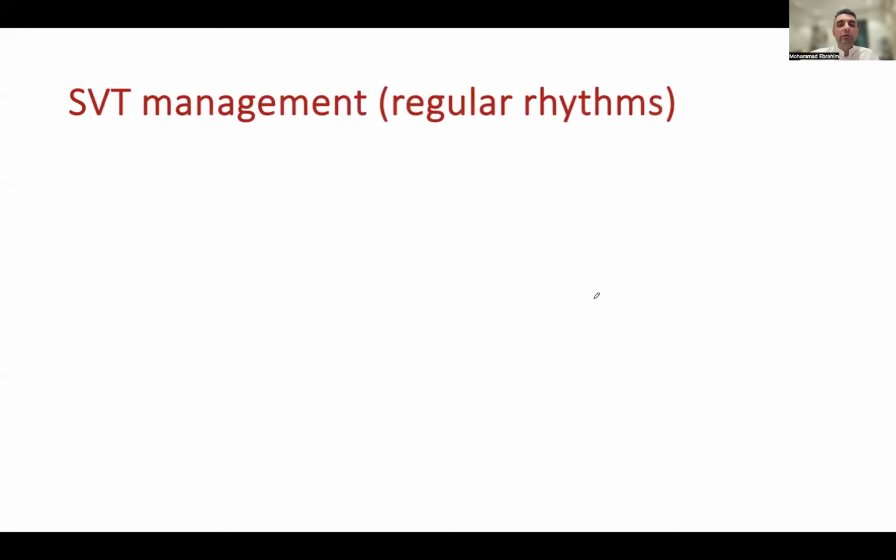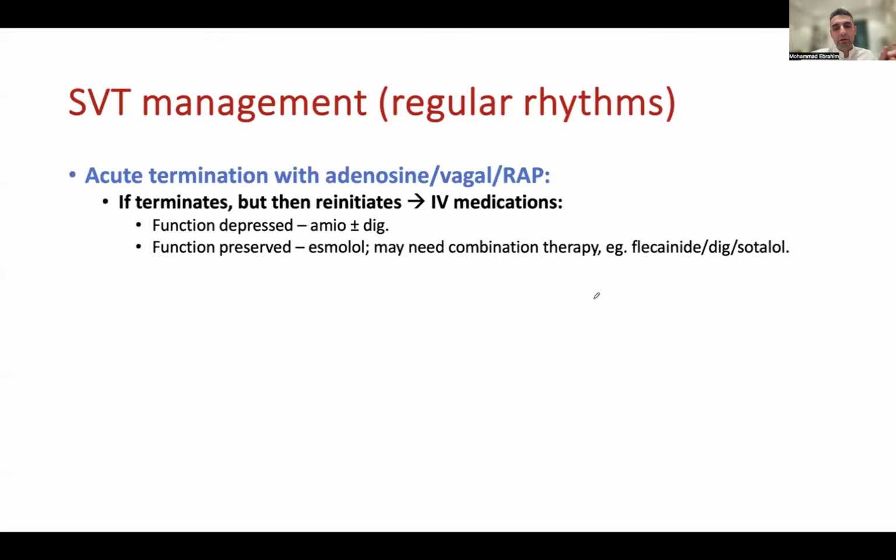So now we are talking about SVTs, but specifically the regular narrow complex form of SVT. Like we said, we always try vagal maneuvers or adenosine when it's regular. Often it terminates, but sometimes after termination, it reinitiates. That's why you want to do an ECG during the adenosine or vagal maneuver, because we want to see that termination plus reinitiation.